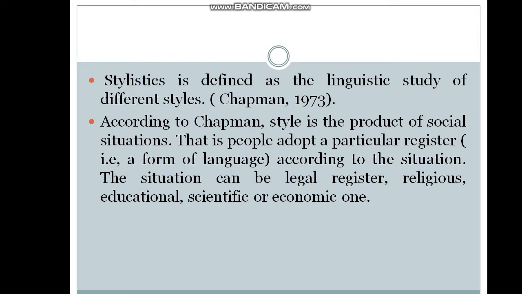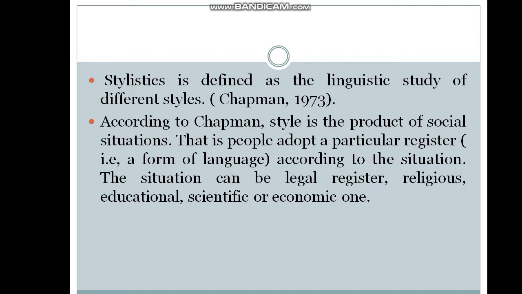For example, the language that I use at home, the way I address my children, is different from the way I address my parents. The language I use in talking with my students is different from the way I talk with my colleagues. This is register. It means that the register changes from one situation to another: school or university, home, court.